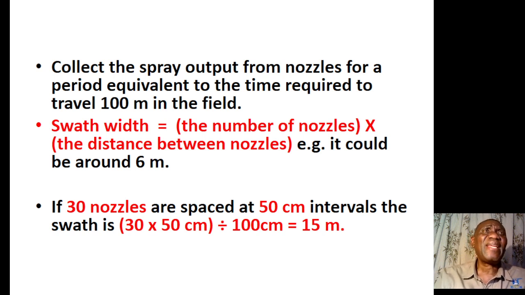Now collect the spray output from nozzles for a period equivalent to the time required to travel 100 meters in the field. So whilst the tractor is now stationary, you ask your driver to rev the tractor and actually start spraying whilst in a stationary position. Then you measure what is coming out of the nozzle.